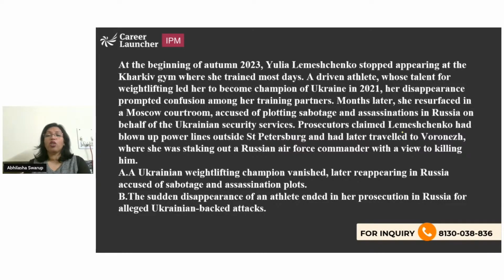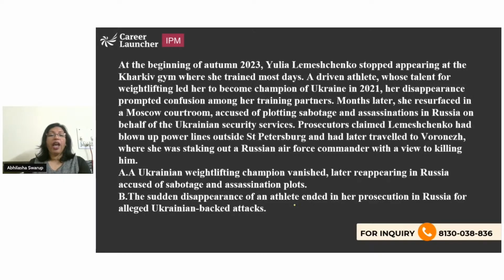Prosecutors claimed Lemeshenko had blown up power lines outside St. Petersburg and had later traveled to Voronezh, where she was taking out a Russian Air Force commander with a view to killing him. Okay, now this is very interesting. So, Ukrainian weightlifting champion vanished, later reappearing in Russia accused of sabotage and assassination plan. Option two: the sudden disappearance of an athlete ended in her prosecution in Russia for alleged Ukrainian backed attacks.